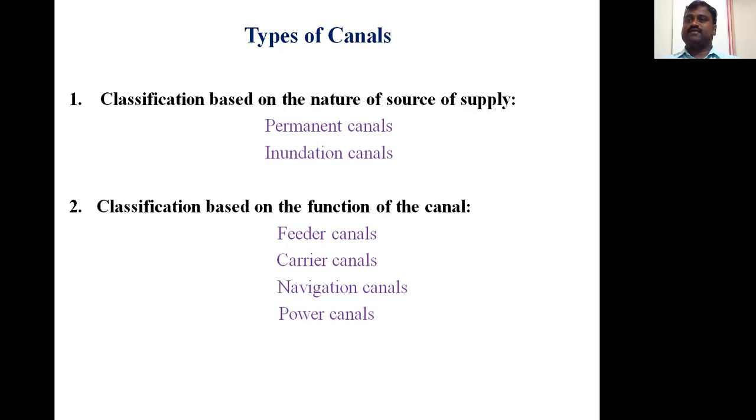Navigation canals are constructed for the purpose of navigational work. Power canals are those which are constructed for the purpose of hydroelectric power generation, which supply water for turbine rotation continuously. And irrigation canals are those which are constructed for the purpose of supplying water to the agricultural field for irrigation works.